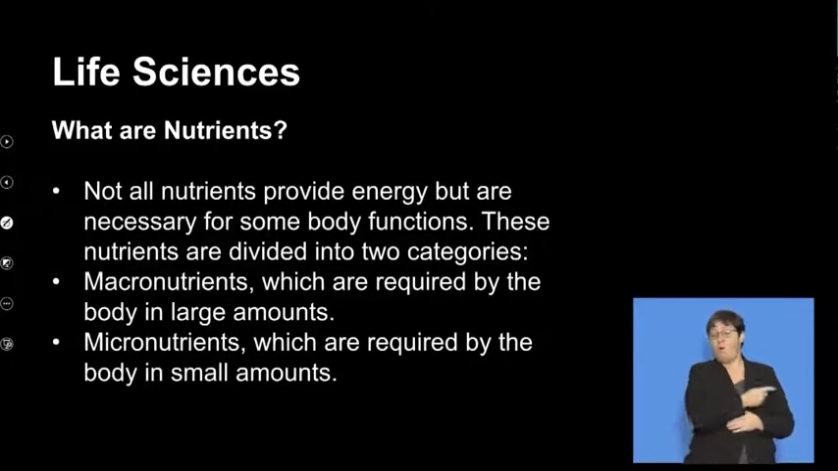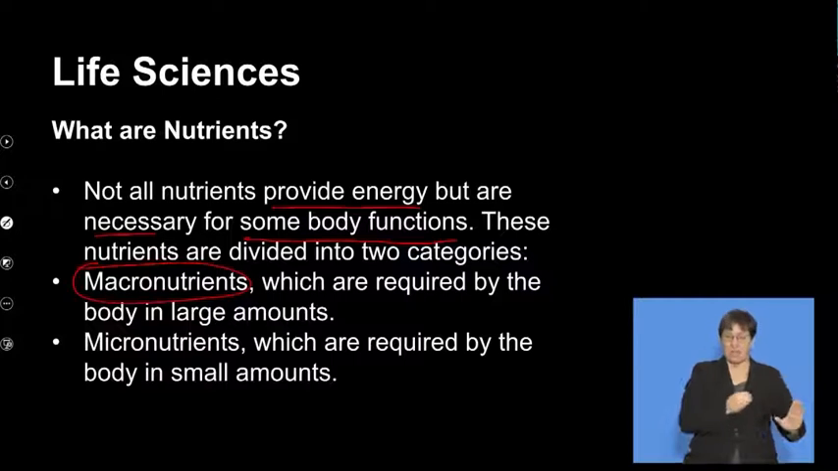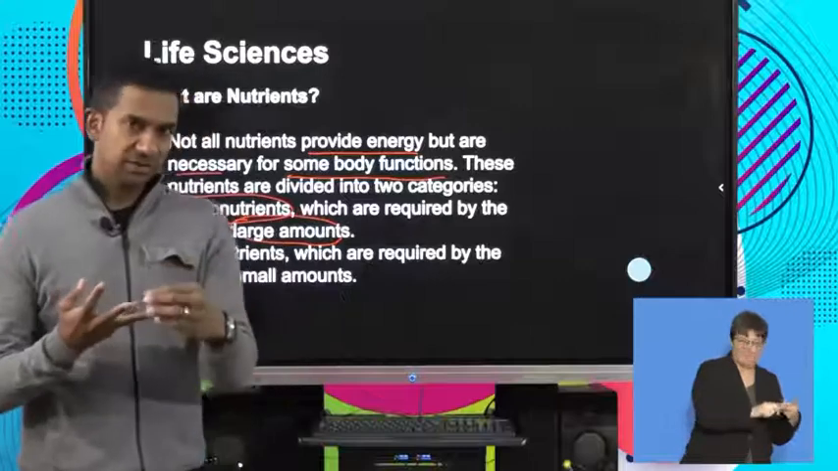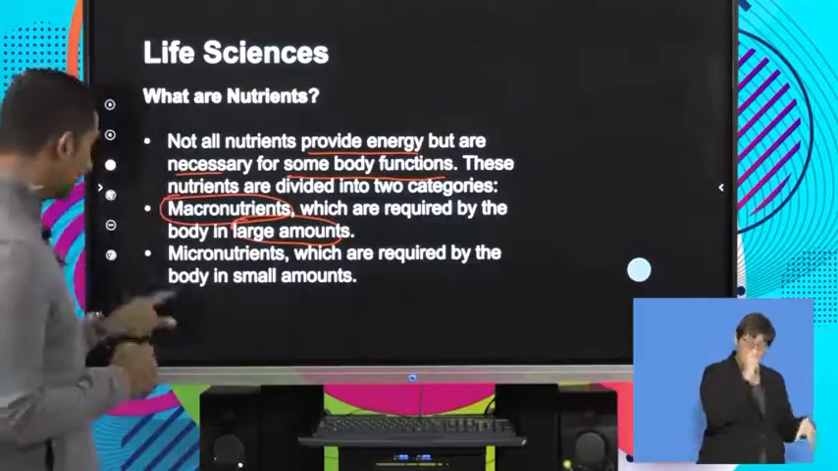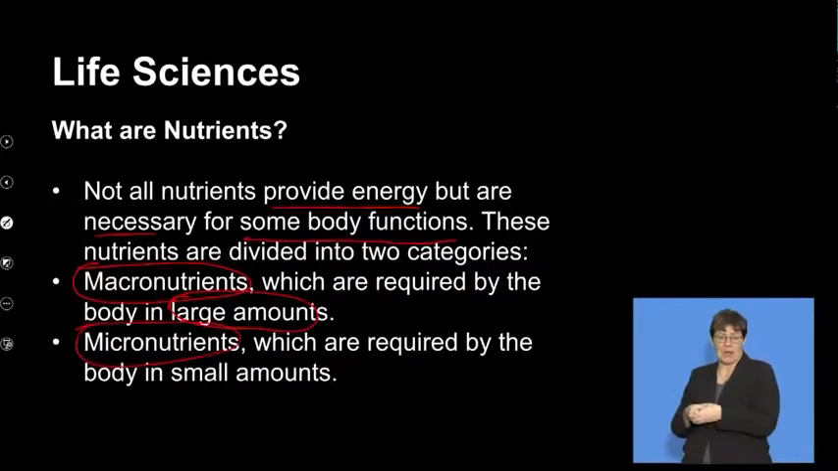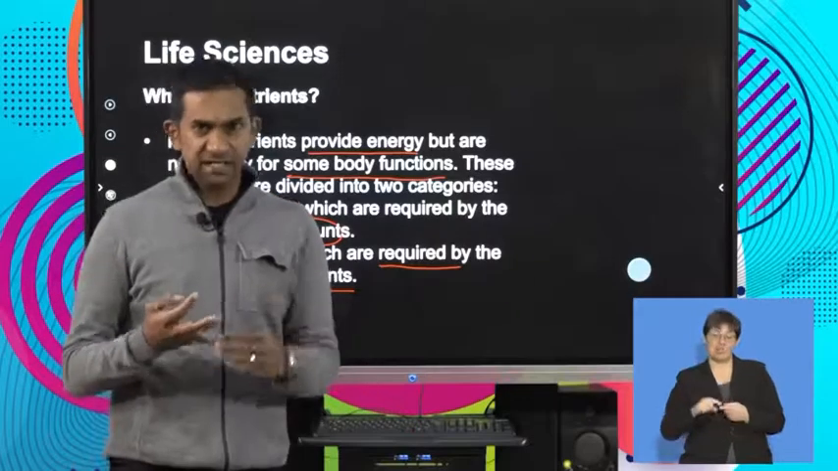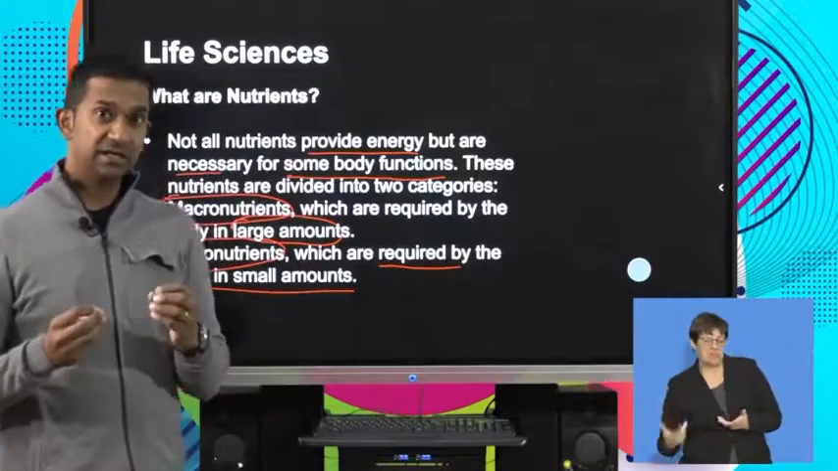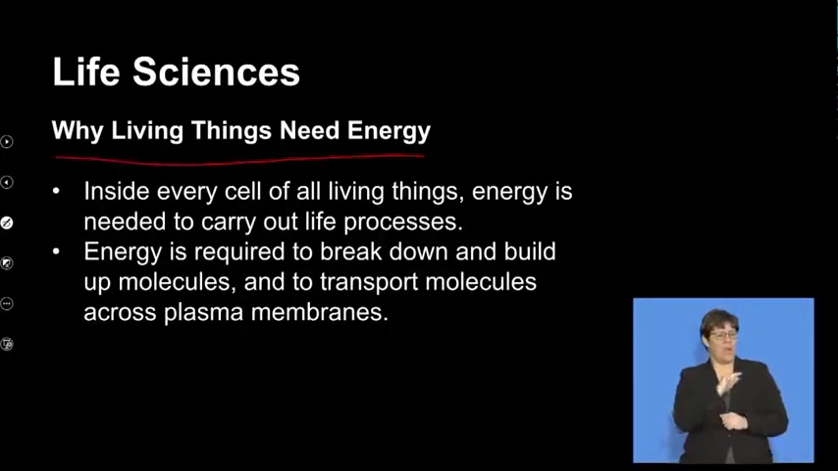Not all nutrients provide us with energy, but are necessary for some body functions. These can be divided into two groups: your macronutrients, which are needed in large quantities. So if you talk about things like proteins, your fats, your lipids, your carbohydrates, those are needed in large quantities and daily. However, we also need some micronutrients, and these are generally required in small amounts. And these can be the phosphorus, your calcium, your magnesium, potassium that are needed in small amounts but still are crucial.